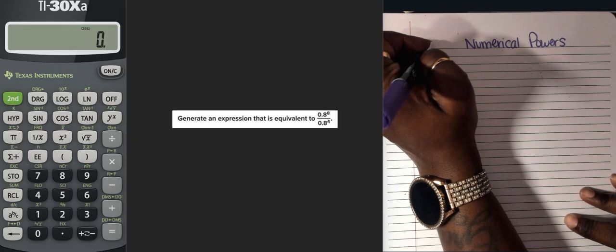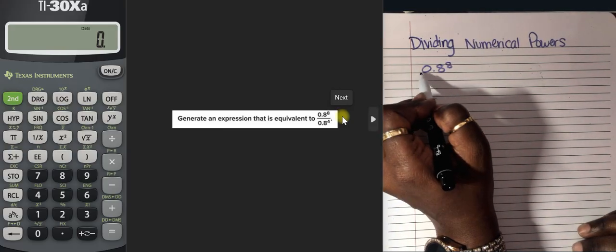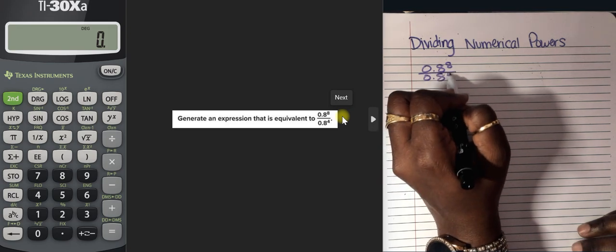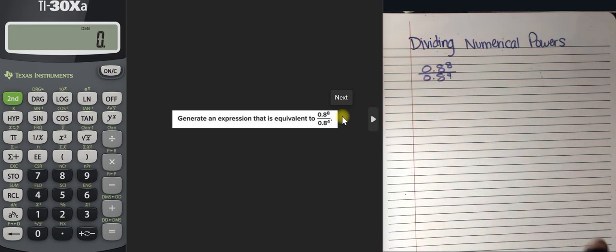All right, so now we are going to be talking about dividing numerical powers. We're going to use the property we've seen in some of our other examples, called the quotient of powers. When we take a base, in this case 0.8 or 8/10, and divide it by that same base, what we do with the powers is subtract them. So we have 0.8 to the eighth power divided by 0.8 to the fourth power, and we want an equivalent expression.